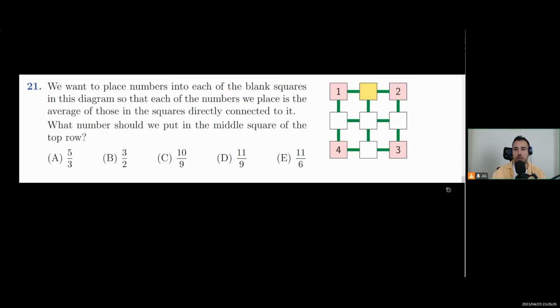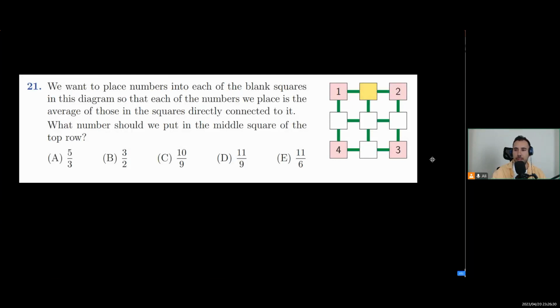Okay, let's continue with question 21. Questions 21 to 25, of course, will be more challenging and will take more time. So let's read the question together. We want to place numbers into each of the blank squares in the diagram so that each number we place is the average of those in the squares directly connected to it. For example, this is an empty space. If I write a number like x here, this would be the average of 1, 2, and this number here. So that's what it means.